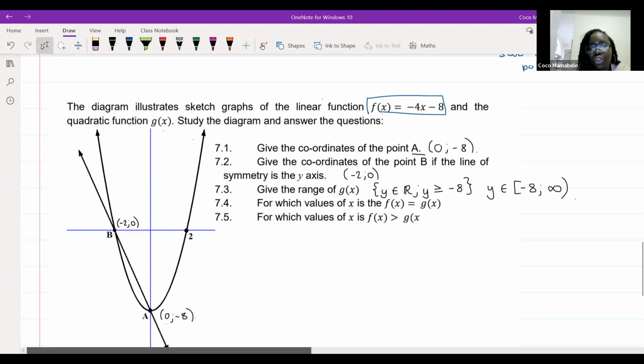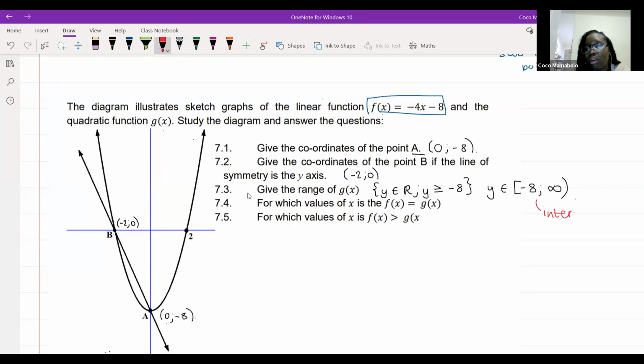Yes, Amber, you can choose, unless they say they want it in set builder or they want it in interval notation. This one is interval, and this one is set builder.